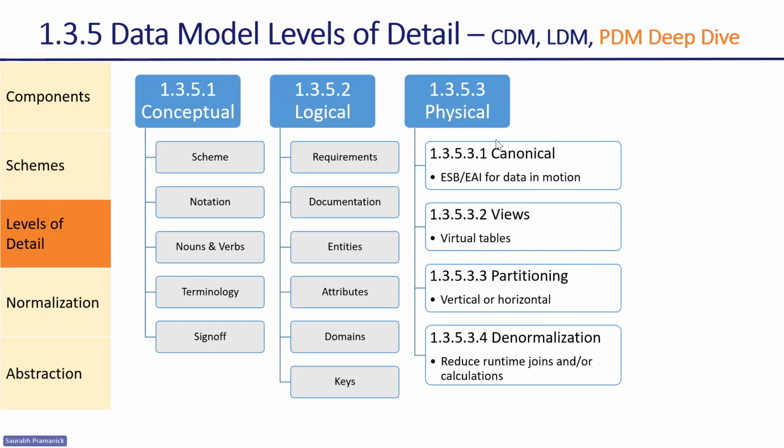So here you can see the different types in the physical and types. These are something that we discussed. What are some of the things that will come in the conceptual, logical, and the physical data models as well?